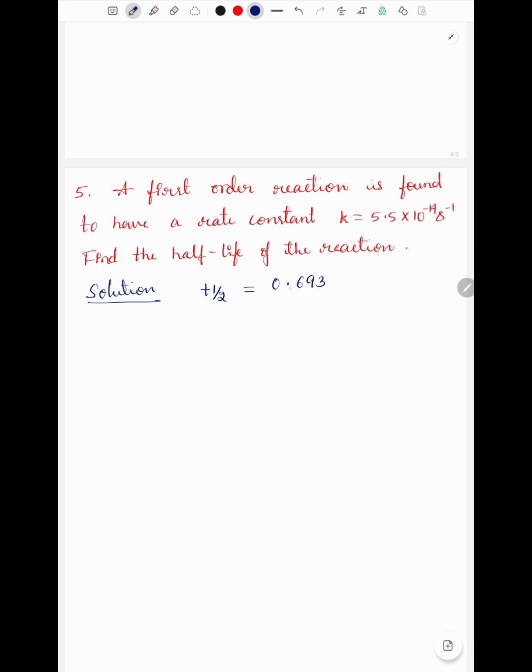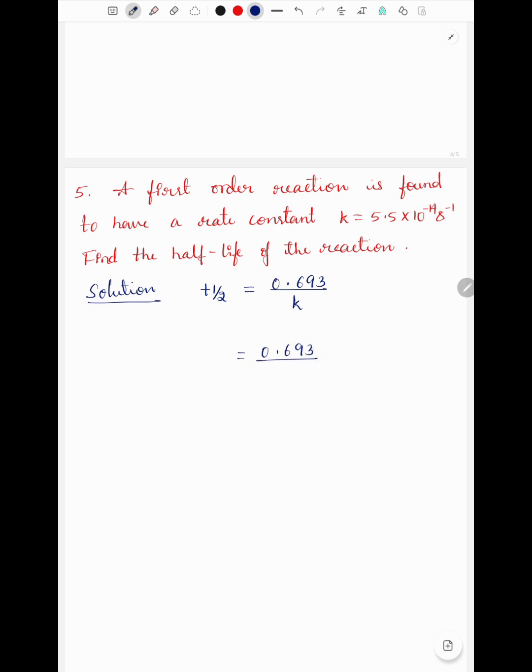0.693 divided by K. In this equation, we can clearly understand that the half-life of a first order reaction is independent of the initial concentration of the reactant. It will not depend on the initial concentration. Instead, it only depends on the rate constant value. Okay, and the value is already given in the question. Directly substitute it.